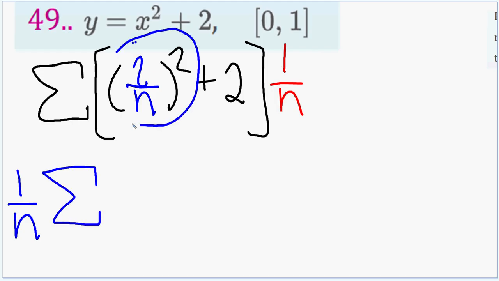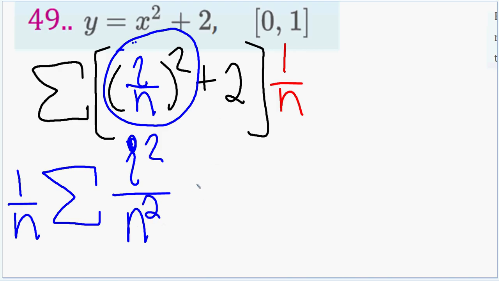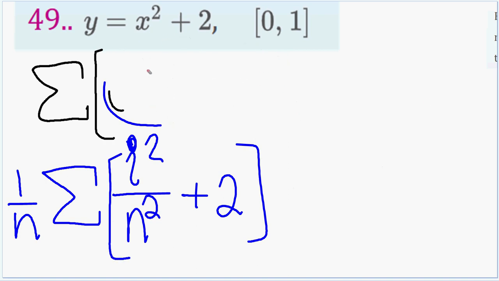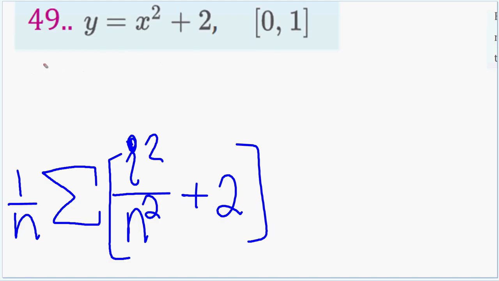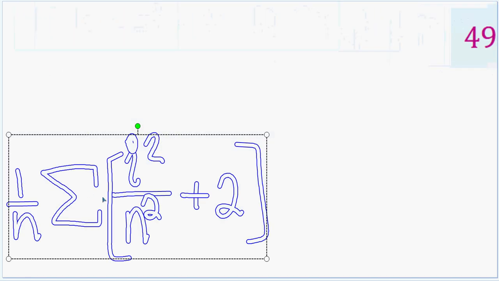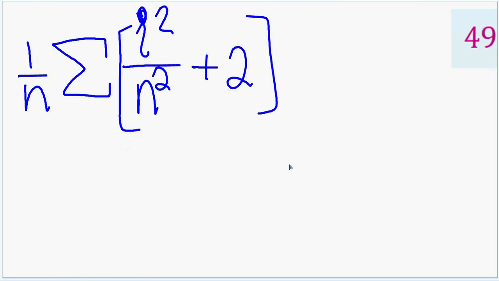And now I'm going to square the i over n. So we square the numerator and get i squared. Our denominator squared is n squared. Let me fix that. And then we've got plus 2. All right, we are going to now distribute the 1 over n and the summation to both of these terms.